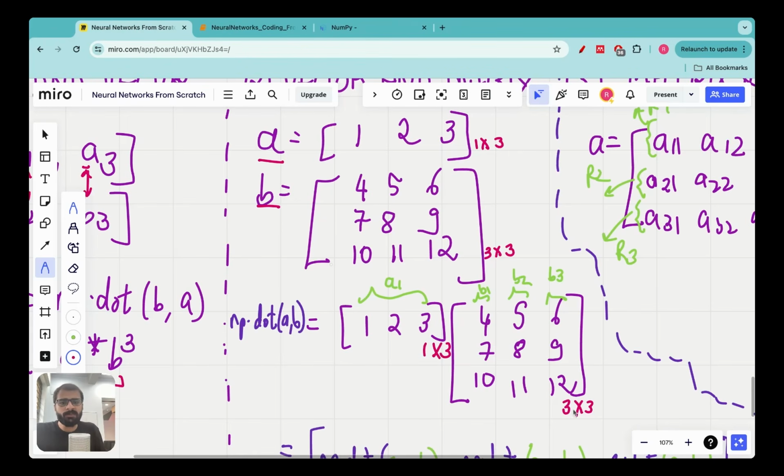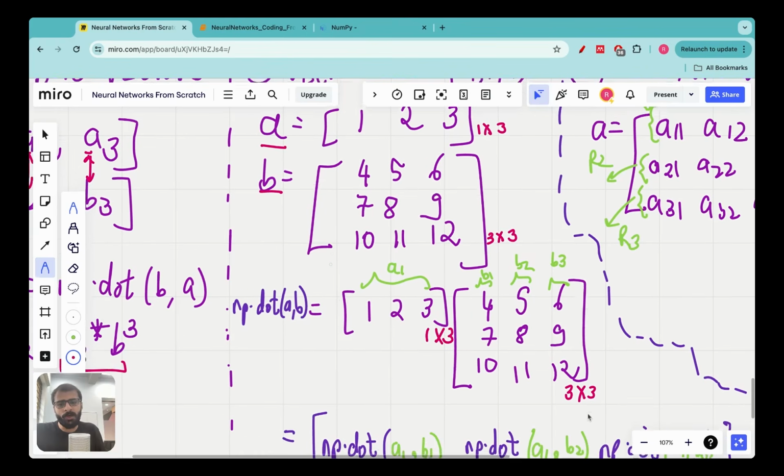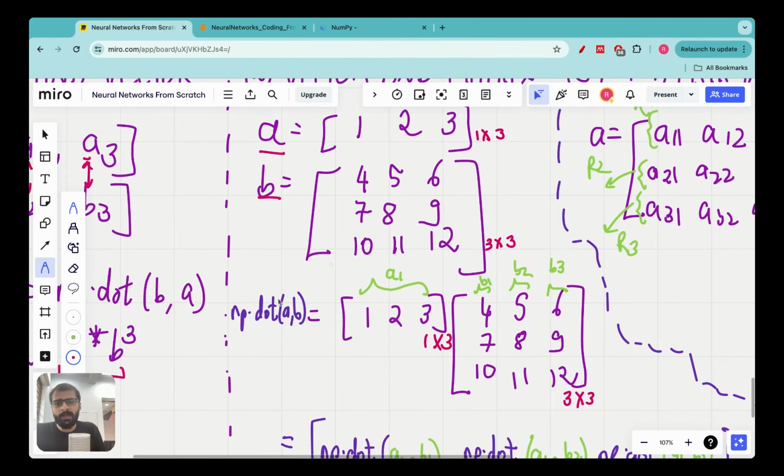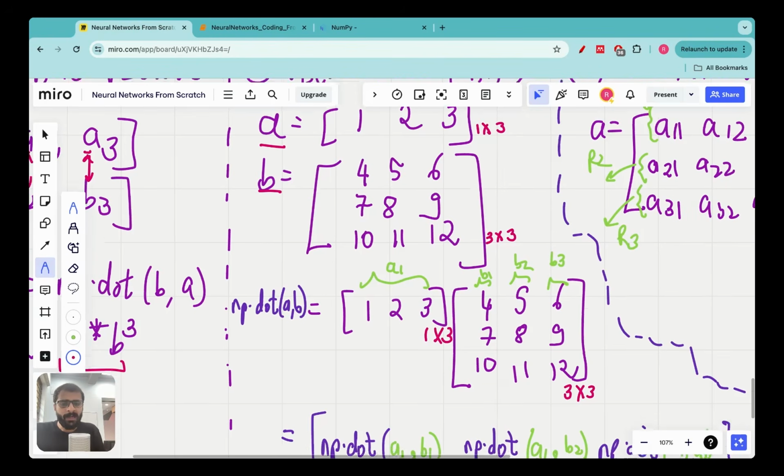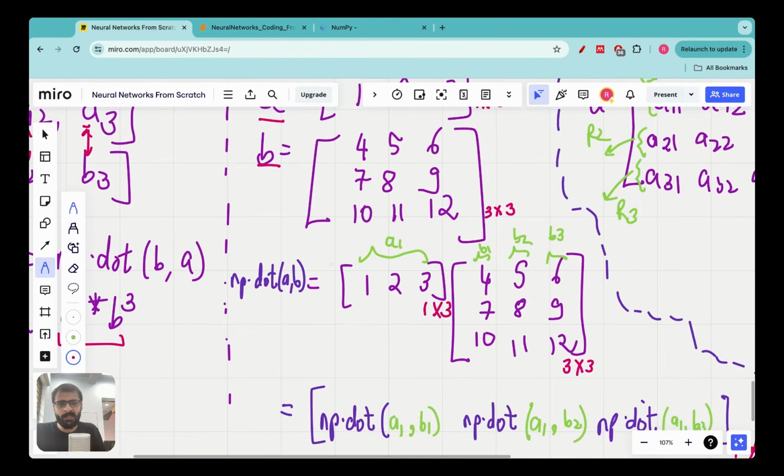And B is of course a matrix with 3 rows and 3 columns. So when you read np.dot(a, b), you can think of it as A matrix multiplied with B matrix. And remember the rule of matrix multiplication. The multiplication is only possible if the number of columns of the first matrix is the same as the number of rows of the second matrix. So here they are the same, so this multiplication will be possible.